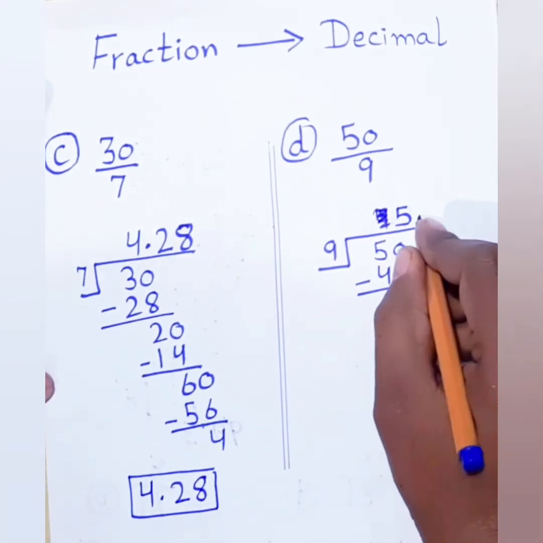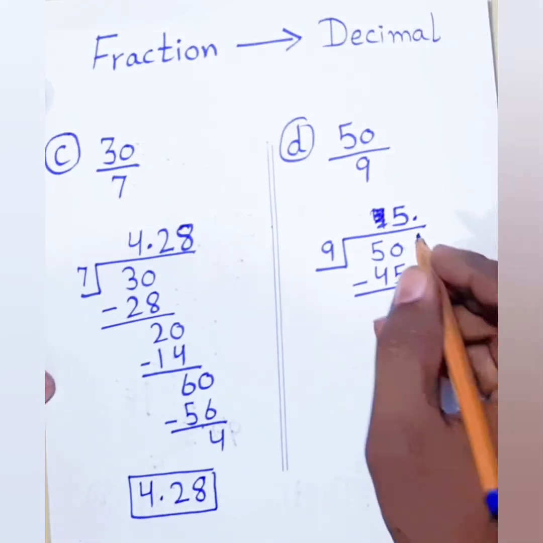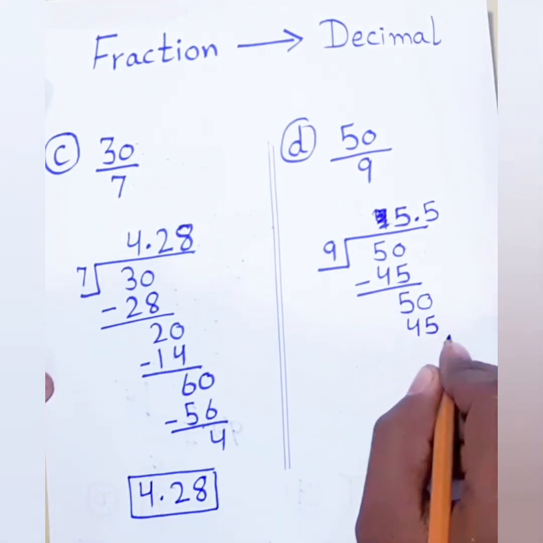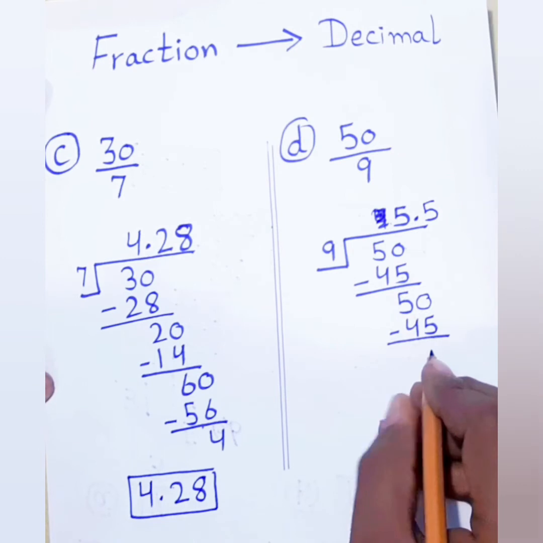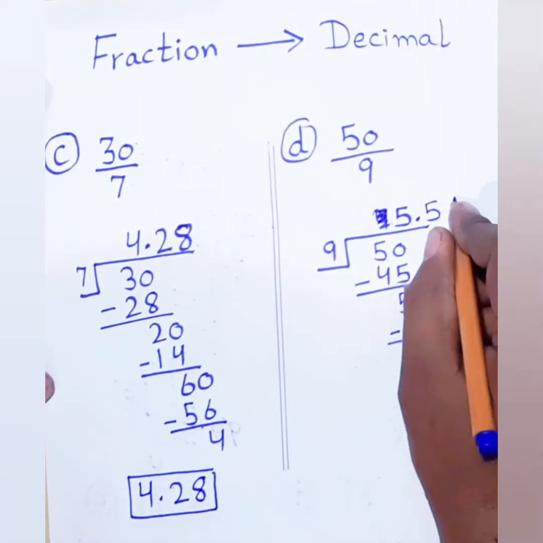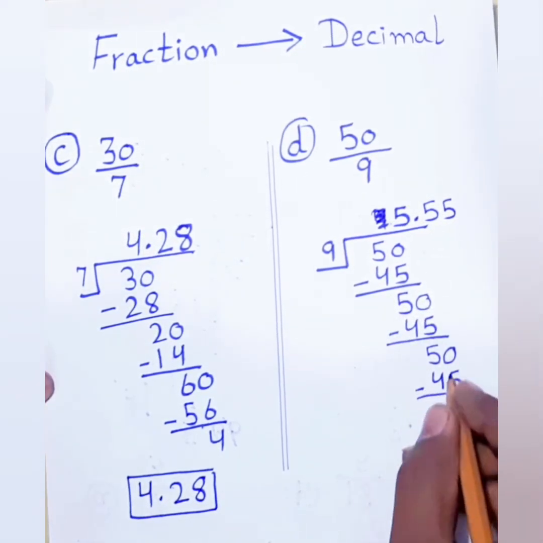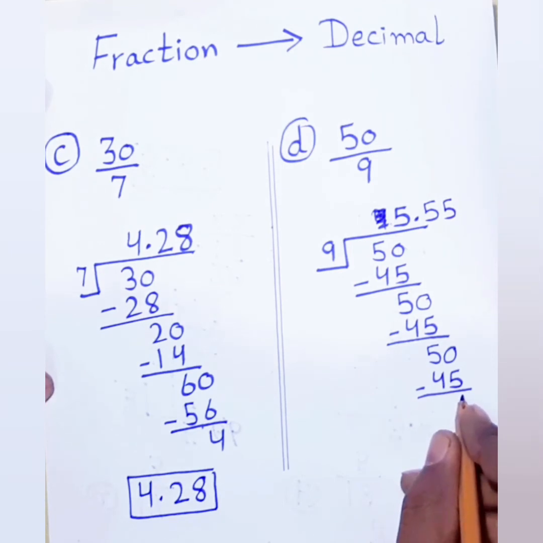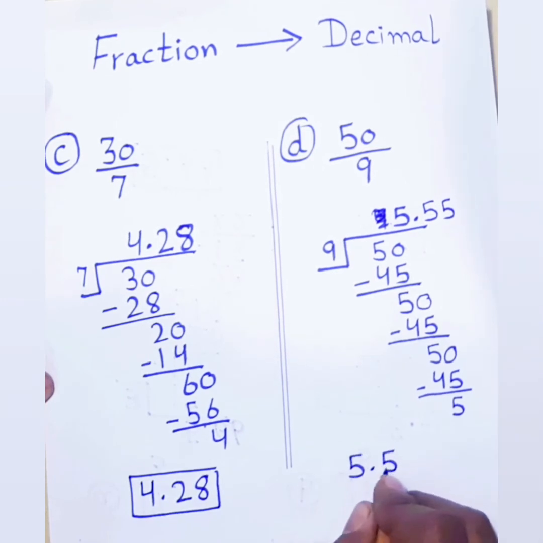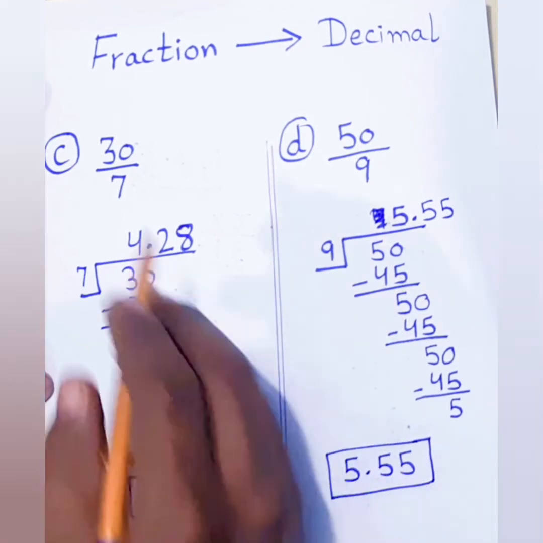Again we have to place a decimal point and again 0. 9 fives are 45. Again we have to subtract it, the answer will be 5. Again we have to put 0 here, and 9 5s are 45. Again if we subtract this, the answer will be 5. So we can see that the answer will be 5.55. Very easy questions.